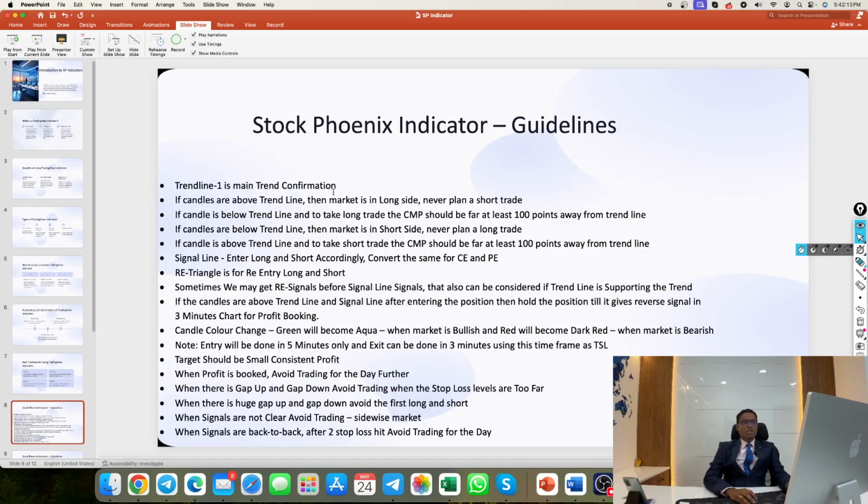So trend line above the market: long side, never plan for a short side. If the candle is below the trend line and you take a long trade, the current market price should be at least 100 points away from the trend line. If the candle is below the trend line, then short side, never plan a long trade. Same thing with the 100 points. Signal line, entry, long, short accordingly, convert the same into CE/PE.